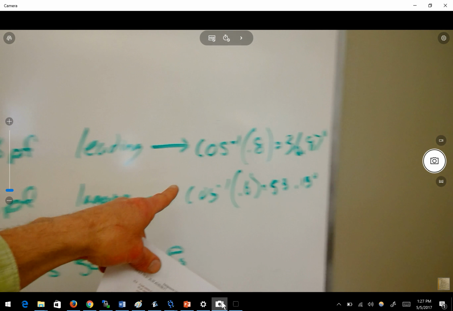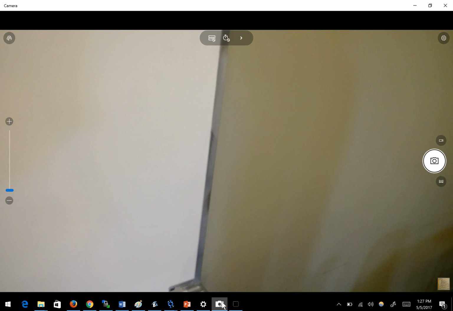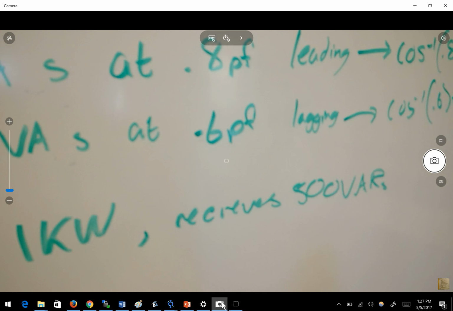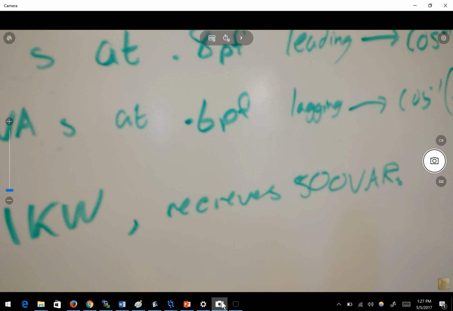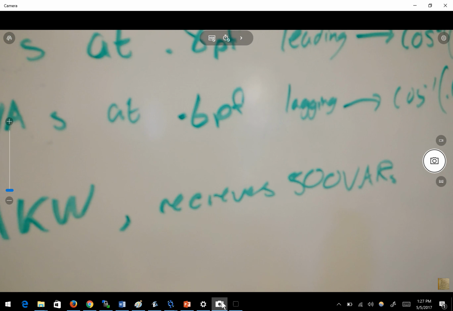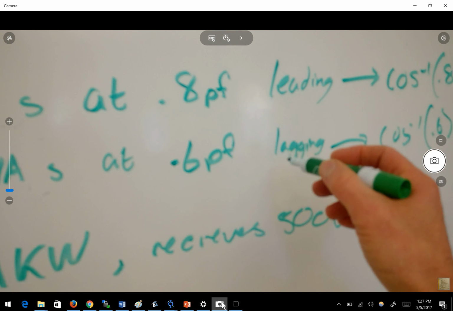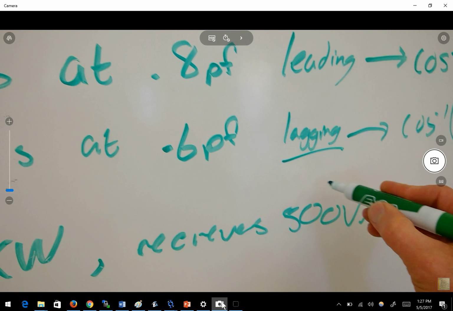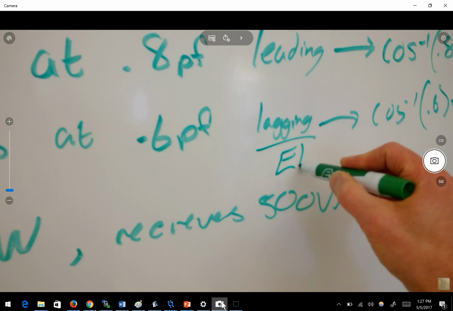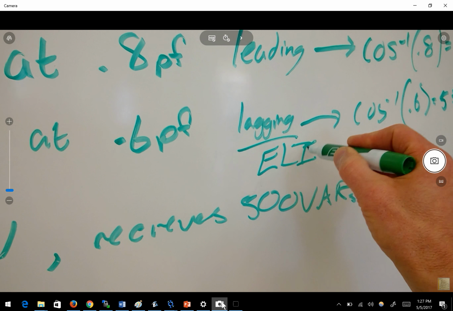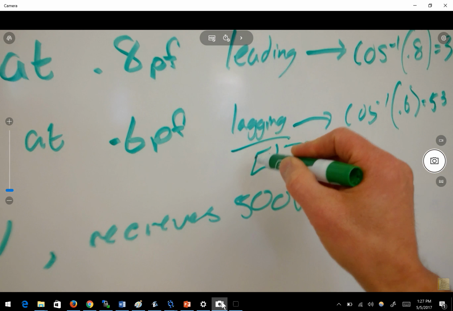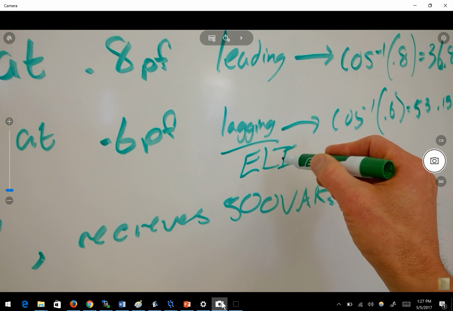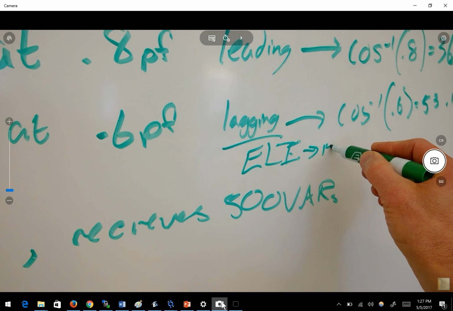Now, when it's leading or lagging, this is the thing that's kind of confusing in this part. You have a marker here? Or make it like negative. When you have a lagging power factor, what that's telling you is, because ELI, voltage leads the current, and the lagging means that the current is lagging the voltage. So that means it's inductive.